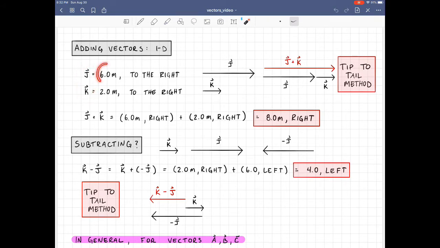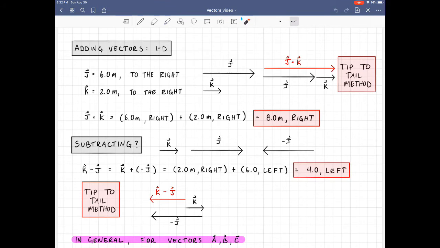So j is a 6 meter in magnitude vector pointing to the right, so maybe this is a displacement vector. And k is a 2 meter in magnitude vector also pointing to the right. And so you can see I've drawn the two vectors here. And I want to add the two vectors together, and the way that we do this geometrically or graphically is the tip-to-tail method.